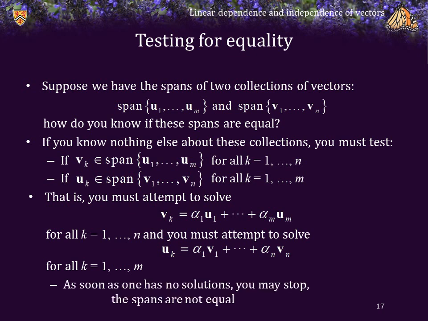Fortunately, as soon as you find that one of these systems of linear equations has no solutions, you may stop. The spans are not equal. If, however, you get to the end, then you know that the span of the first collection of vectors equals the span of the second collection of vectors.